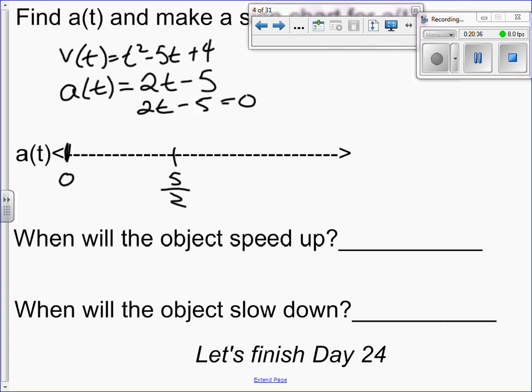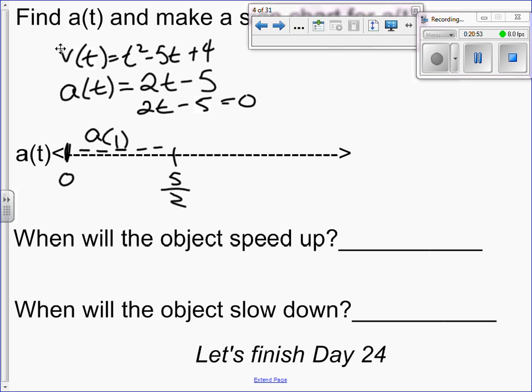Okay, so now let's just take a test value. Give me a number between 0 and 5 halves. 1. Acceleration at 1, positive or negative? Negative. So it's going to be negative for all values of t between 0 and 5 halves.